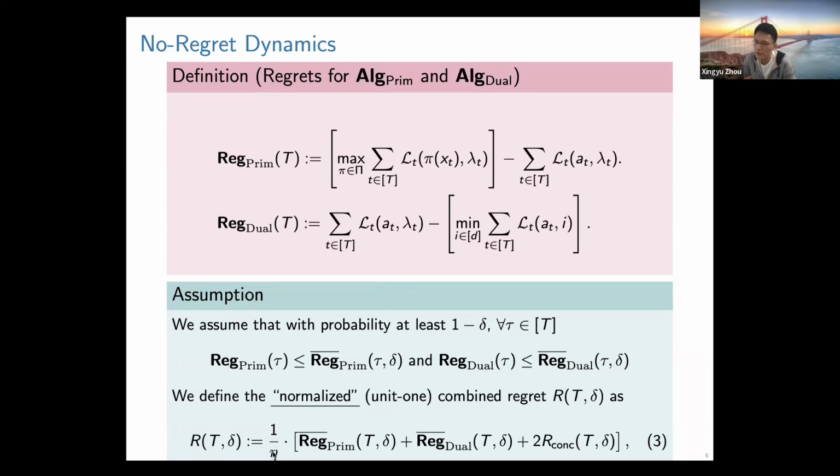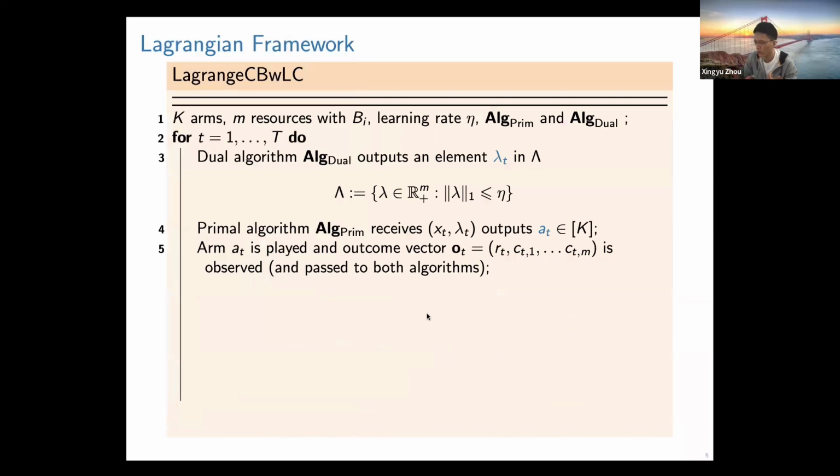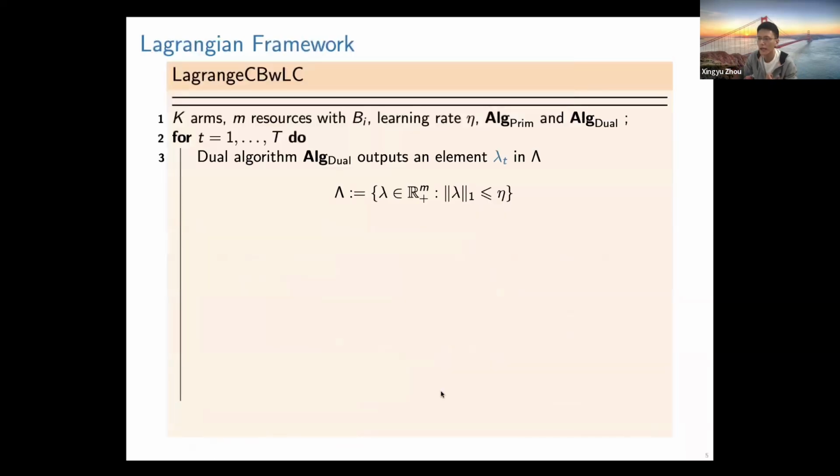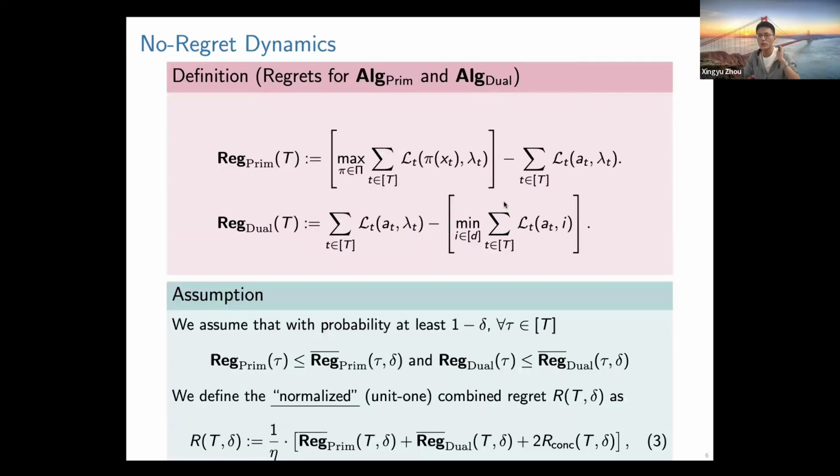So why do we have to divide by eta? Because the whole point here is very simple. In the Lagrange function, we have this lambda_i, right? And lambda_i can be as much as eta. So in order to make sure that all the units are just unit 1, we divide by eta.